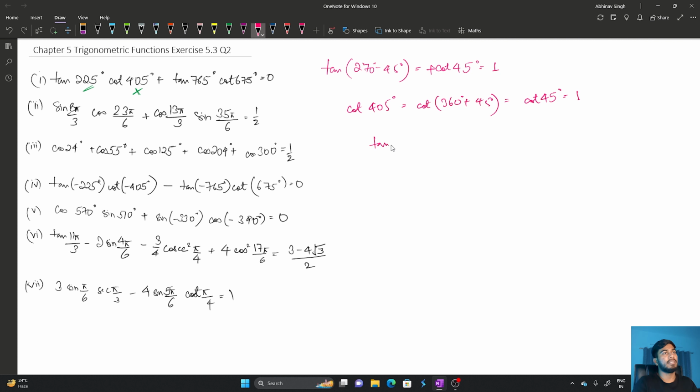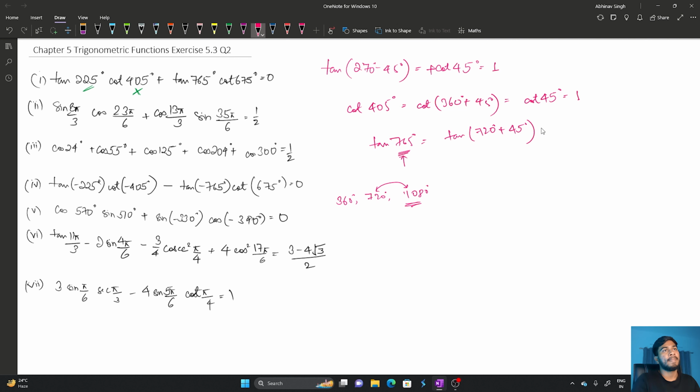Now tan 765. If you get a higher number in angle, you have to get into multiples of 360, like 360, 720, then it will be 1080 degree. So you see 765 degree lies between 720 and 1080. So either you can write it 1080 minus something or 720 plus something. So I will write tan of 720 degree plus 45 degree.